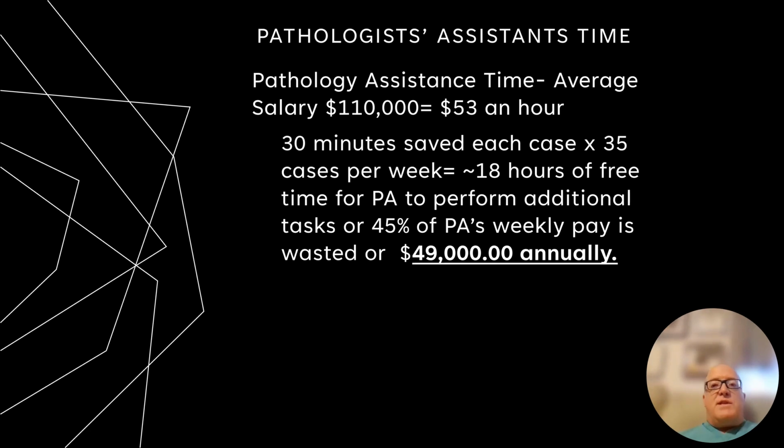If you take the pathology assistant time, the average salary is $110,000 a year, about $53 an hour. With 30 minutes saved on each case times 35 cases per week, that's 18 hours of free time for the PA to perform additional tasks, or 45% of the PA's weekly pay that is wasted, or $49,000 annually.